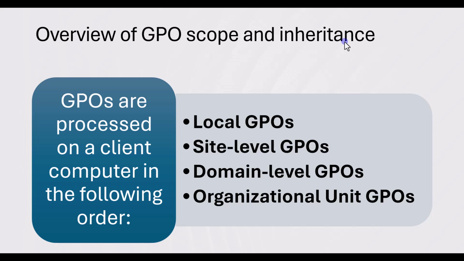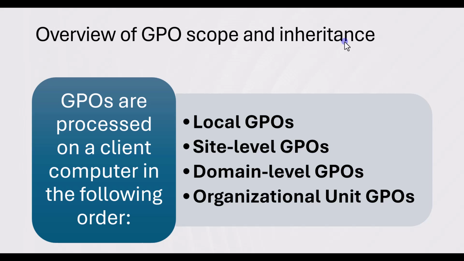There are basically 4 types of group policy objects that we can configure. The first is the local group policy object. The local group policy object is the group policy object we can configure on a standalone computer. A standalone computer is an individual computer that has not joined the domain. You can configure group policy object on that individual computer.